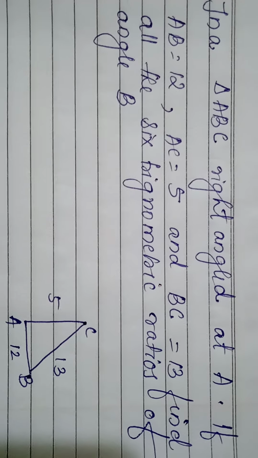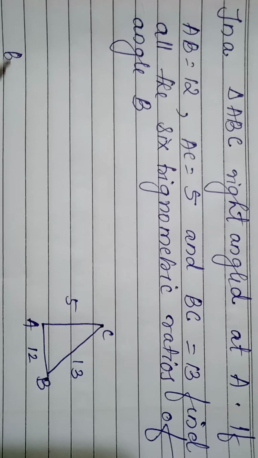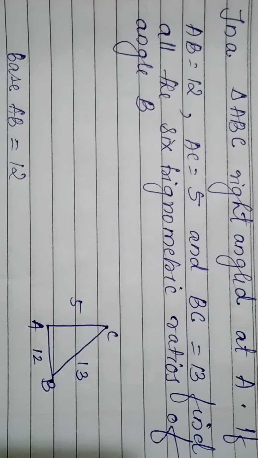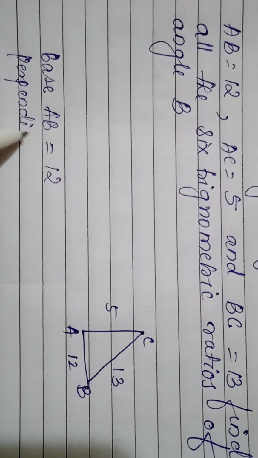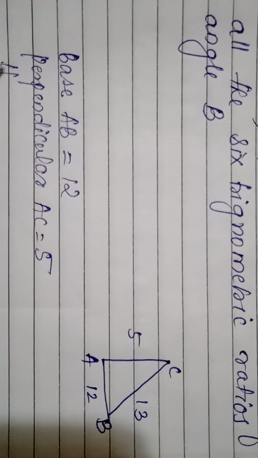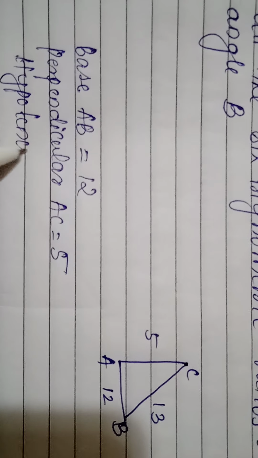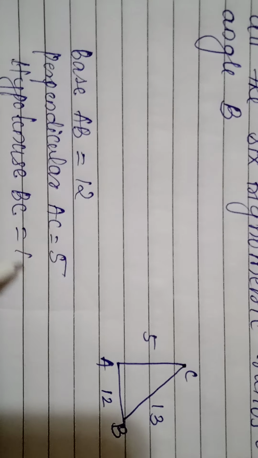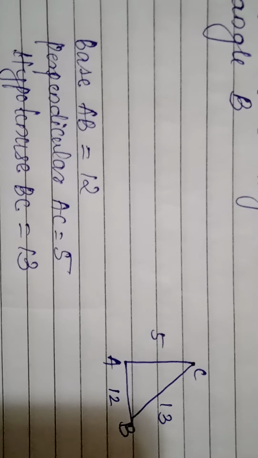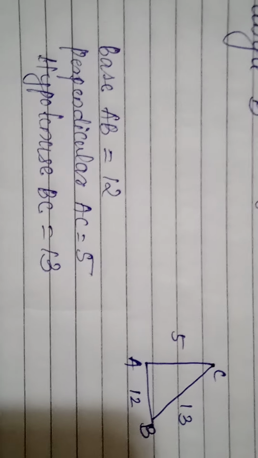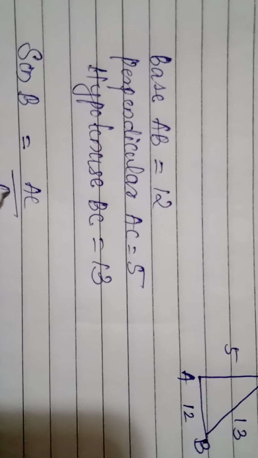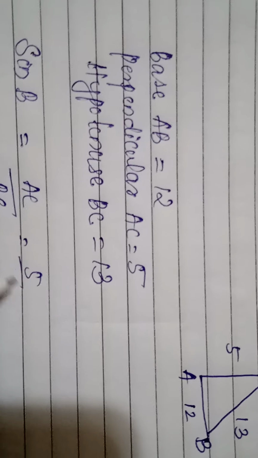Okay, I will write for you. AB is the base, so base AB equals 12. Perpendicular AC equals 5, and the next one is hypotenuse BC equals 13. Understood? So we have to find all six trigonometric ratios. The first one is what? Sine B. So sine B equals AC by BC, that is 5 by 13.